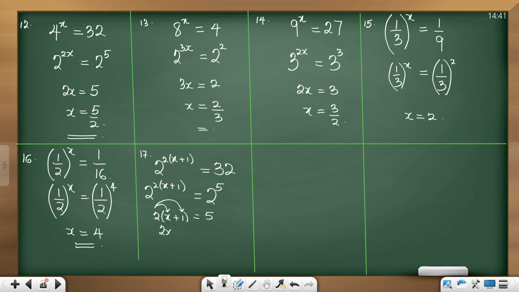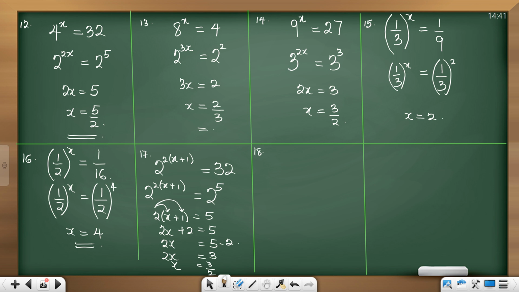2 times x is 2x. 2 times positive 1 is positive 2. Lovely. The positive 2 is multiplying. It's going to go over that side. And adding. It will go over that side and subtract. Oh, so my 2 is now multiplying. It will be 3 over 2. Easy peasy, just like eating pizzas. That's how math is. Math can be just so easy like that.